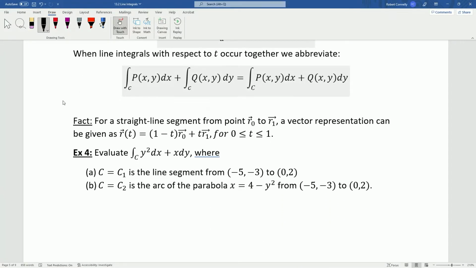Okay, so this is just a reminder. If you have a straight line segment from a point r0 to r1, a vector representation can be given as r(t) equals (1 minus t) times r0 plus t times r1, for t from 0 to 1.